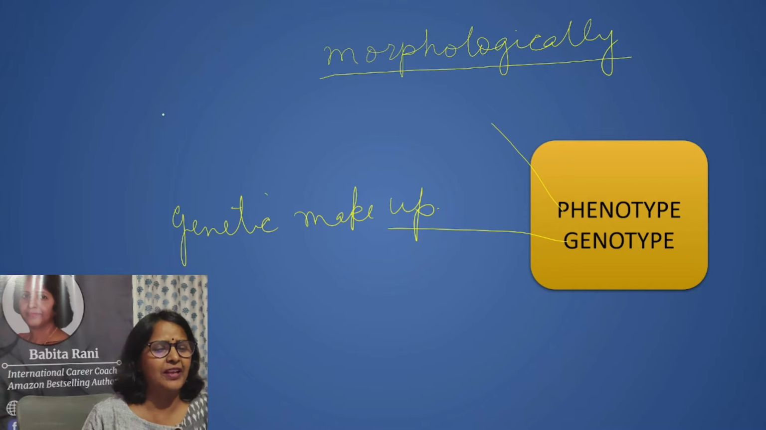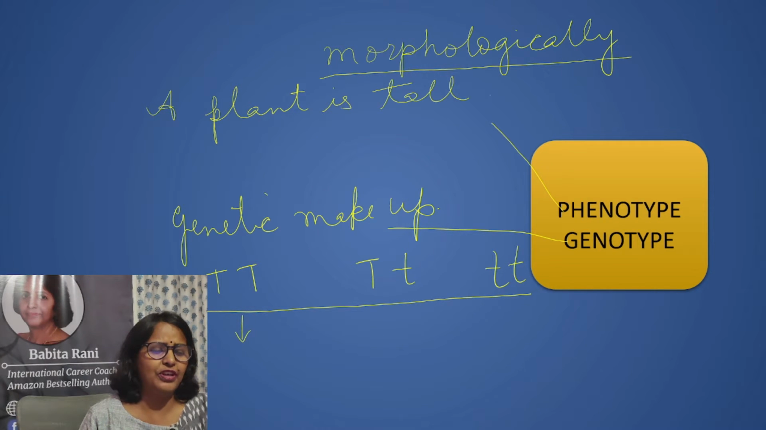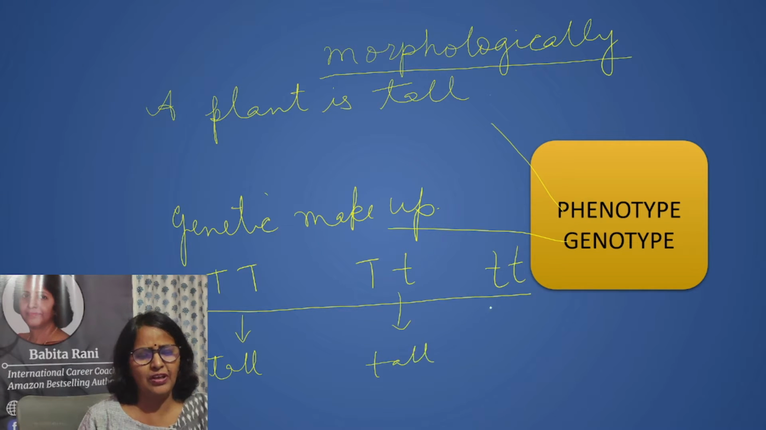For example, a plant is tall. This is phenotype. But if I write capital T, capital T, or capital T, small t, or small t, small t, these are genotype. What phenotype will be expressed? This will be tall, this will again be tall, and this will be dwarf. So these are phenotypes and this is the genotype.